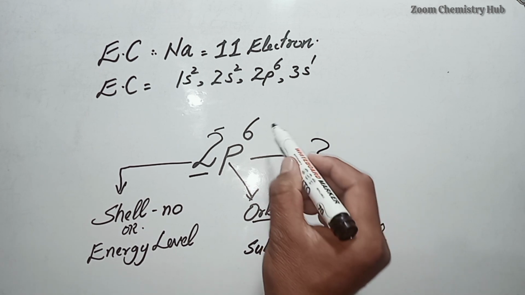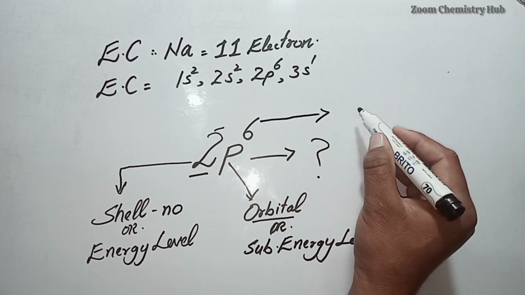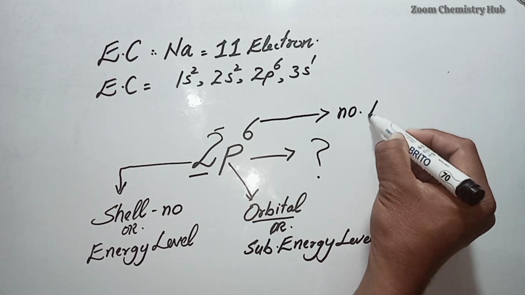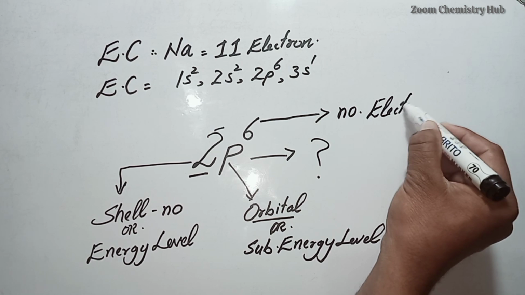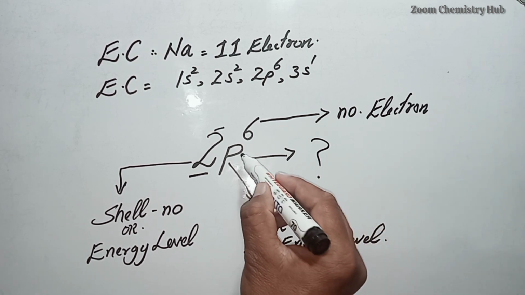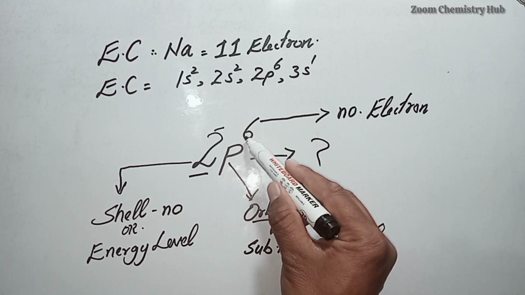And here this digit is actually the number of electrons which are present in this sub energy level or in this orbital.